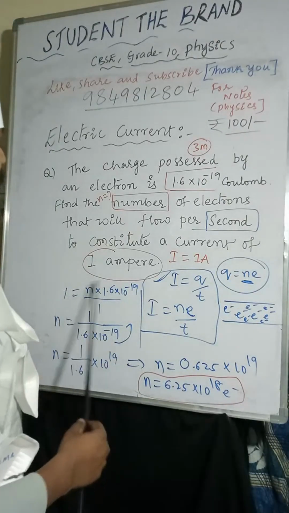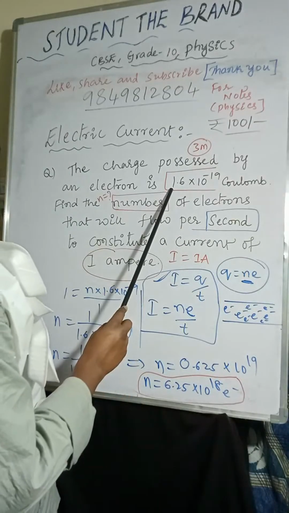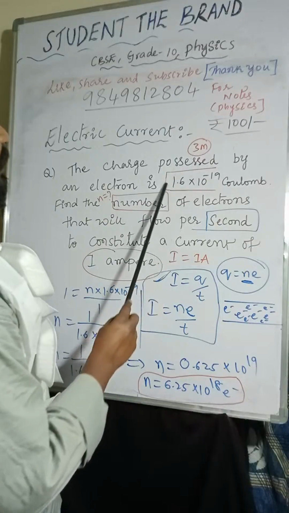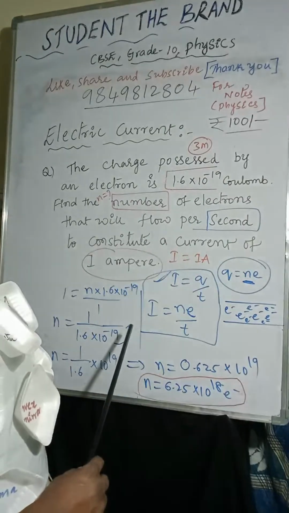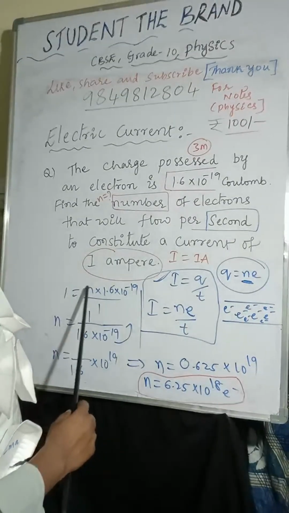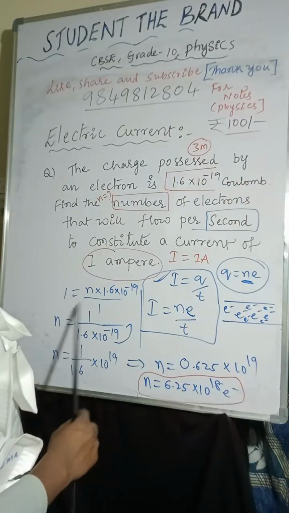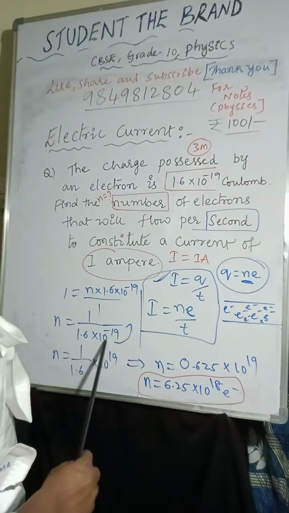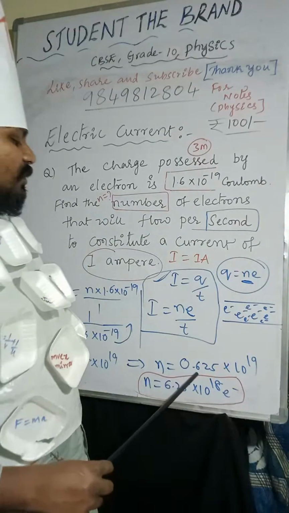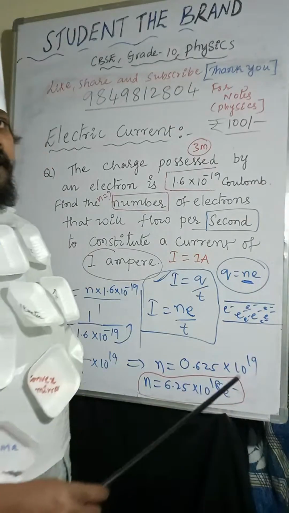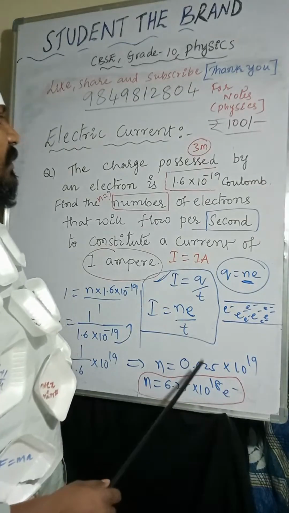Here I equal to 1, and e is 1.6 into 10 power minus 19 coulomb, the charge of an electron. Then 1 equal to N into 1.6 into 10 power minus 19 by 1. Taking N to that side, N equal to 1 by 1.6 into 10 power minus 19. Then N equal to 0.625 into 10 power 19, which is N equal to 6.25 into 10 power 18 electrons.